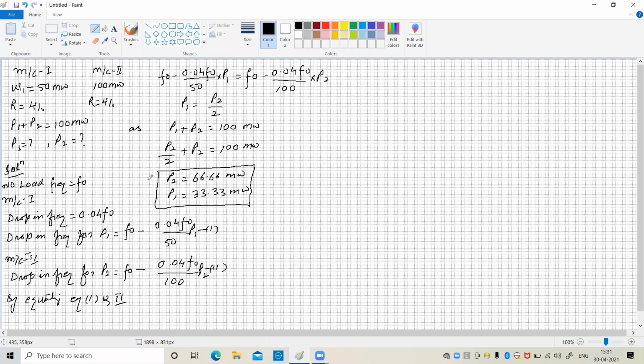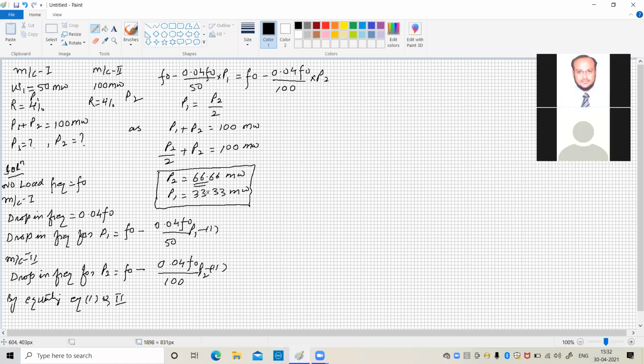The higher capacity alternator, machine 2, shares more power, P2. The load shared by P1, for machine 1 whose capacity is 50 megawatt, is less power. So this is the sharing of power as per their capacity.